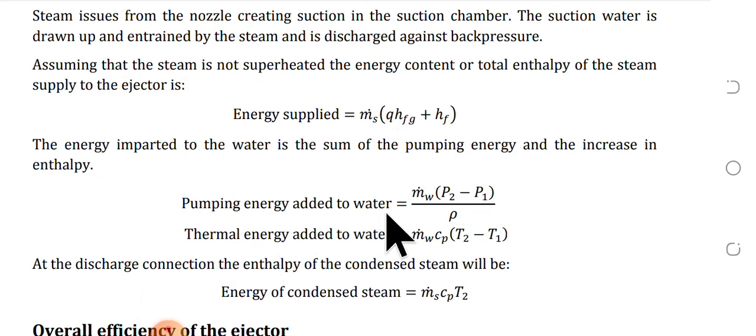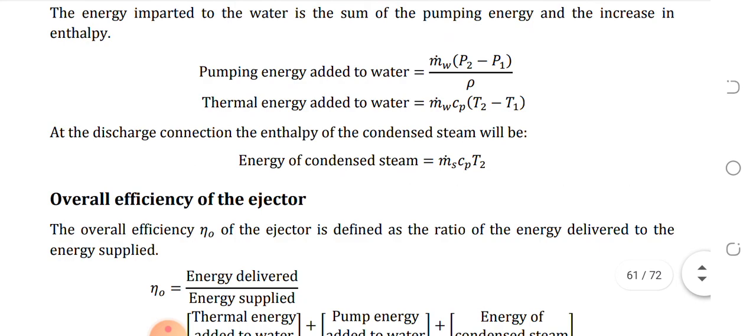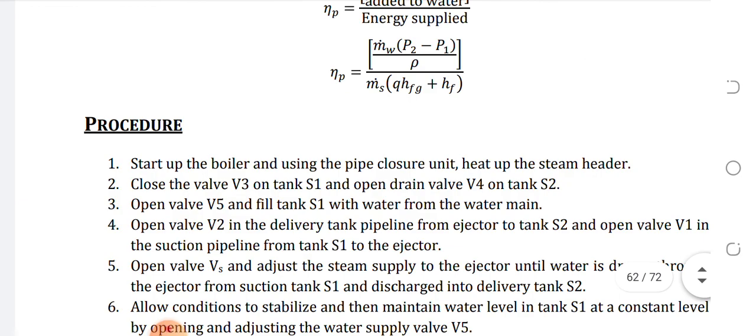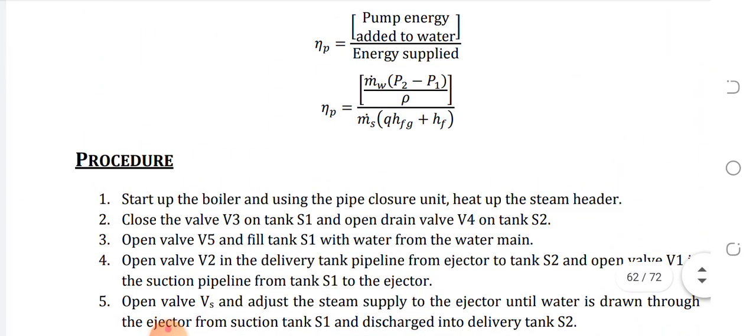Okay, the pumping energy added to the water is simply the mass flow rate multiplied by the pressure difference divided by the density of water. And thermal energy added can be calculated with m cp delta t, and it can also be calculated with the enthalpy of the steam and the mass flow rate.